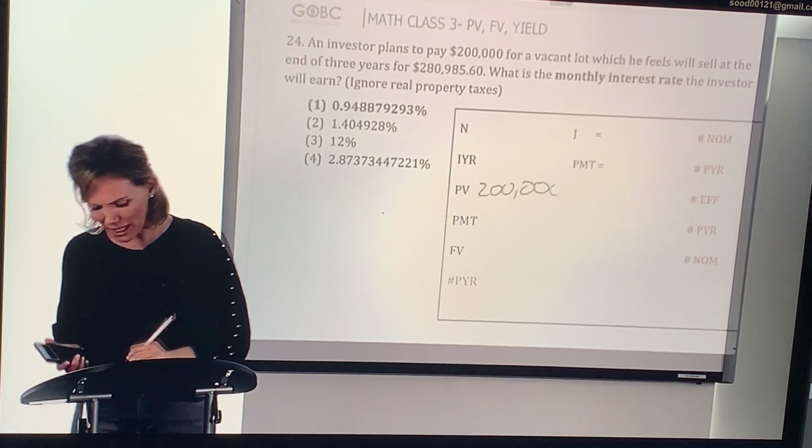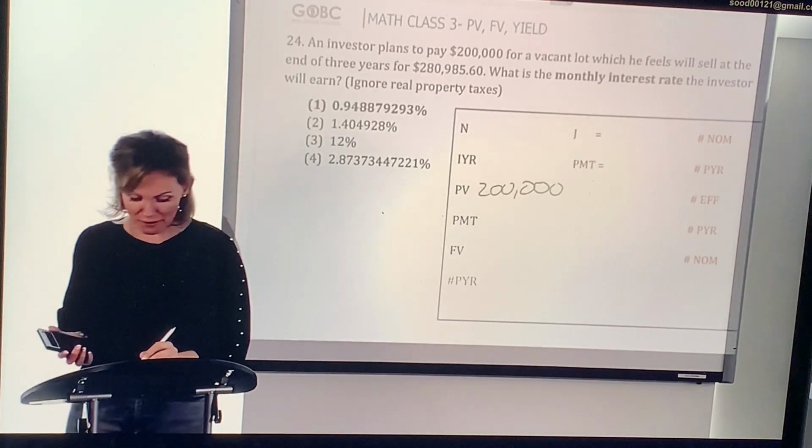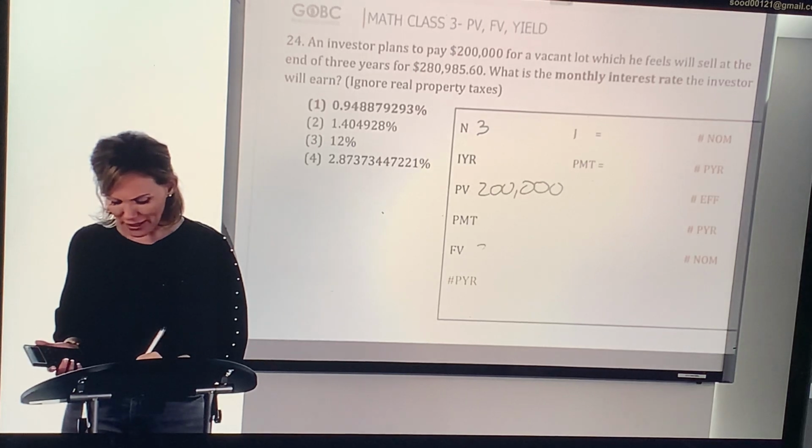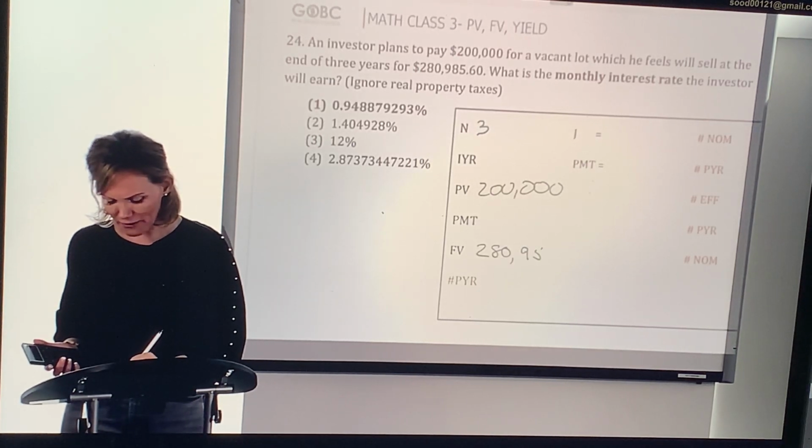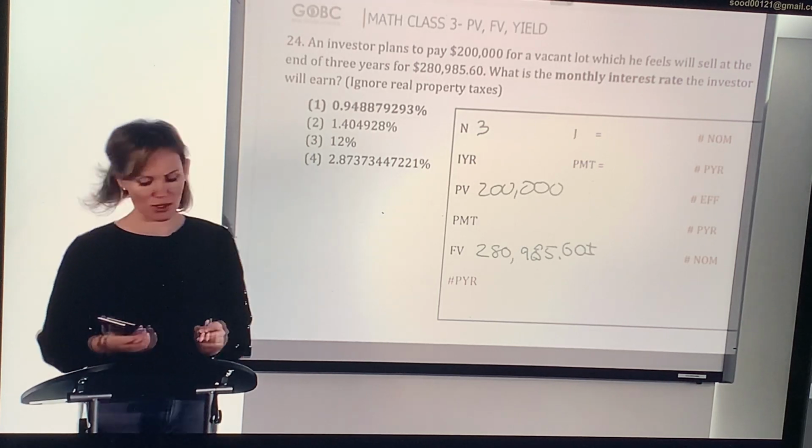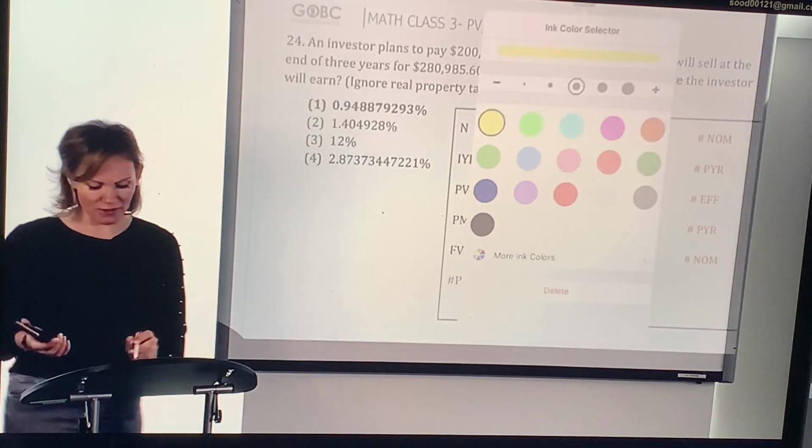Okay, we have the money. We'll put them in. Then he's planning to sell it in 3 years. So N is 3 for $280,985.60 plus minus future value. What is the monthly interest rate? Now look what I highlighted in there for you. There's a reason for that.